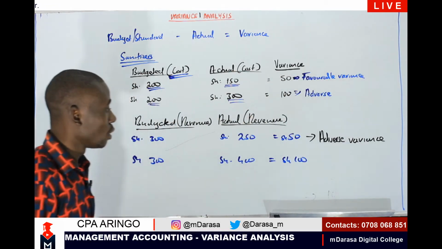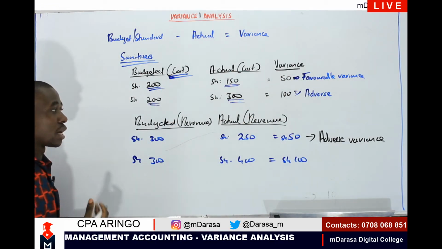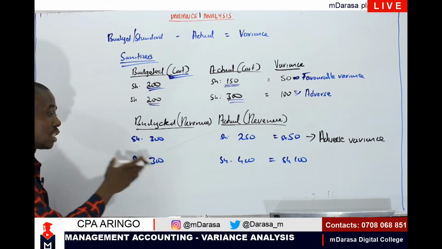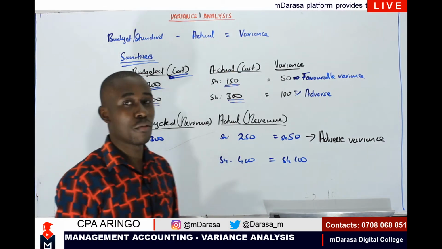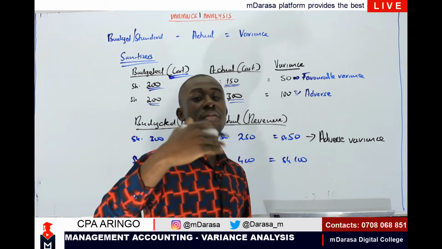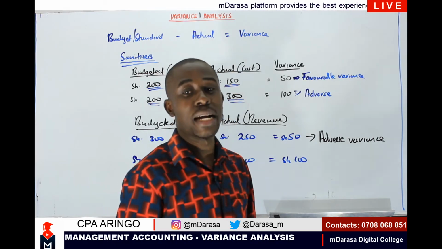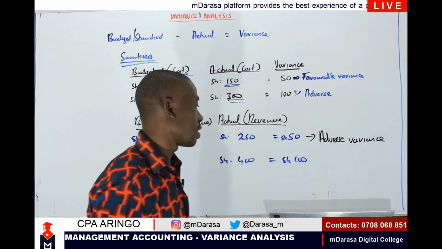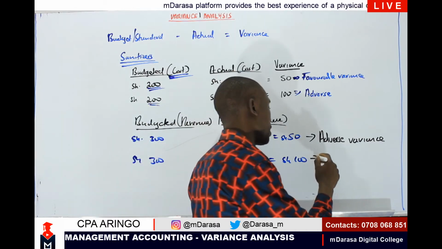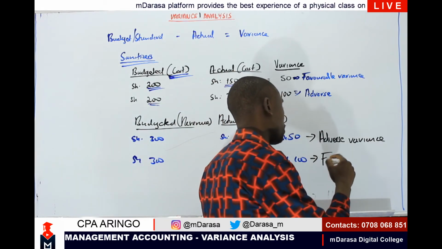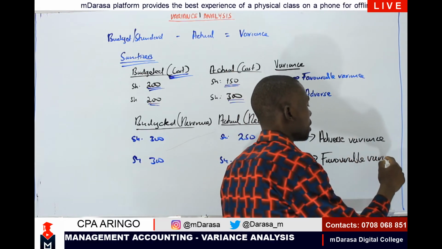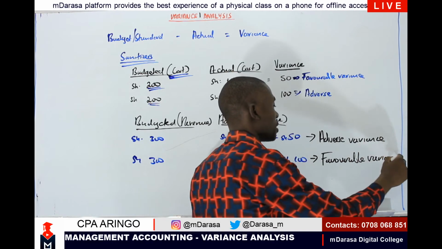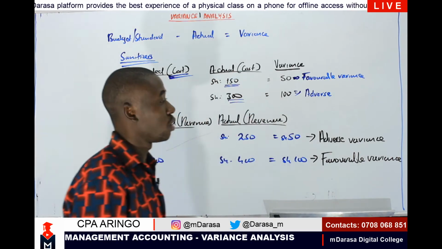What about this case? On the aspect of revenue, I'd budgeted to receive 300, but I'm ending up receiving 400. So I'm receiving higher than what I had budgeted. In such a case, we'll find that I'll be having a variance, yes, but this variance is going to be what? A favorable variance.